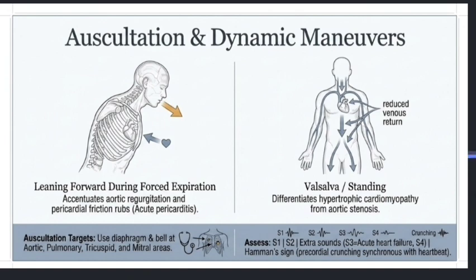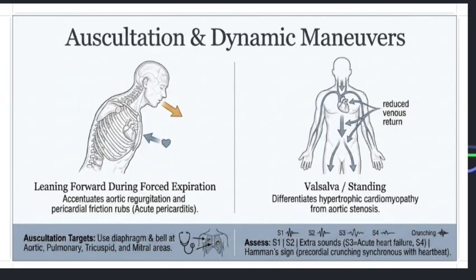It does, but there is a fluid dynamics reason for it. The heart is a dynamic pump, and altering your body position shifts the volume and pressure of the fluid. When you lean forward and push all the air out of your lungs, you are physically bringing the heart closer to the chest wall. This eliminates the cushion of air in the lungs, making it much easier to hear the quiet murmur of aortic regurgitation or the scratchy sandpaper sound of a pericardial friction rub.